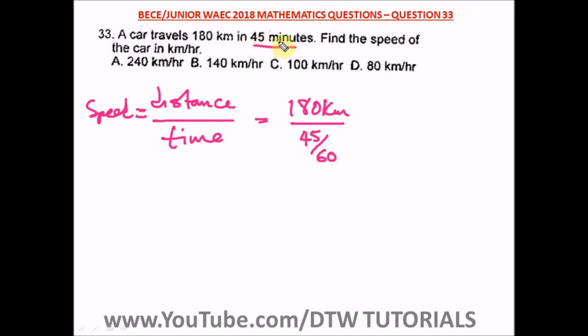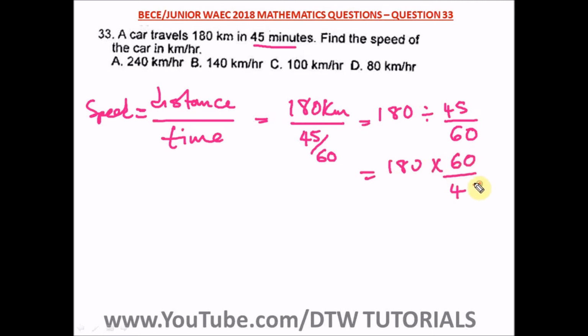All right, if it was 45 seconds, we would have to divide by 60 times 60, which is what? 3,600. All right, but for this it's minutes, so we just divide by 60 to convert it to hours. Okay, I hope we know 60 seconds make 1 minute, 60 minutes make 1 hour. All right, okay, so we have this here, and this simply means 180 divided by 45 over 60, which is what? 180 times 60 over 45.